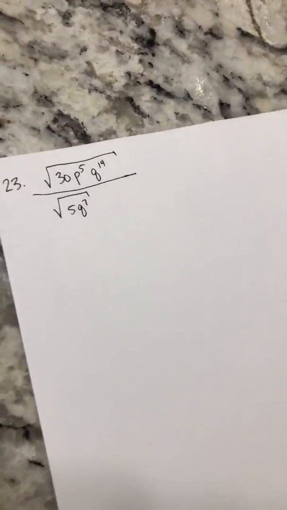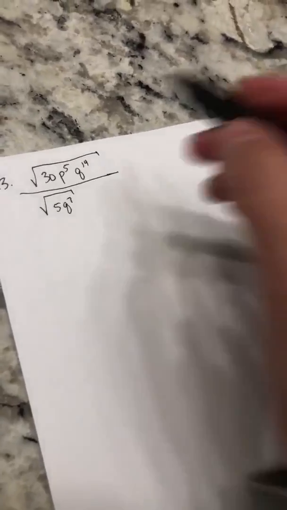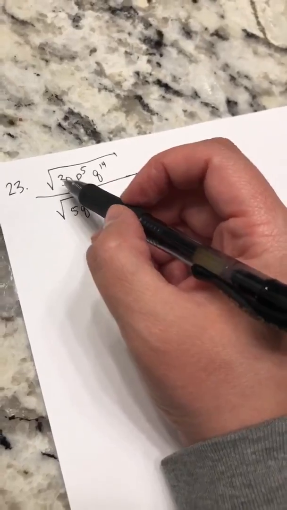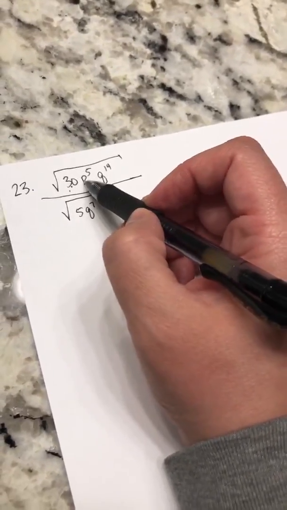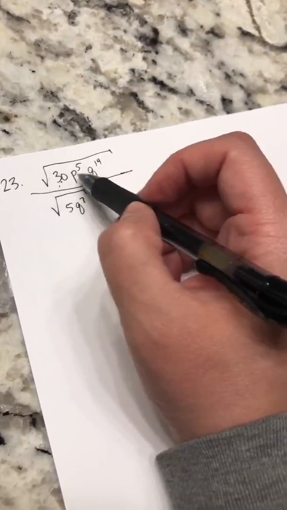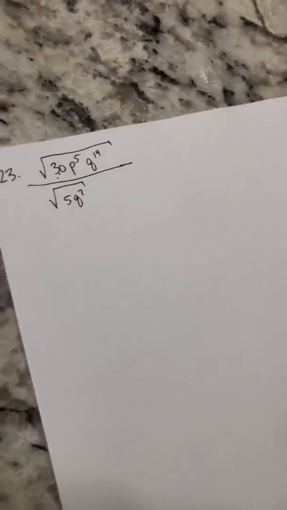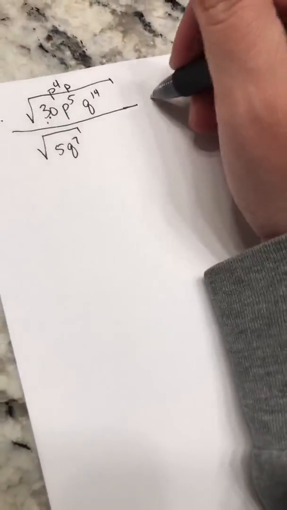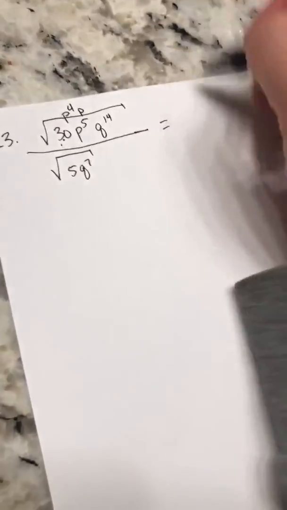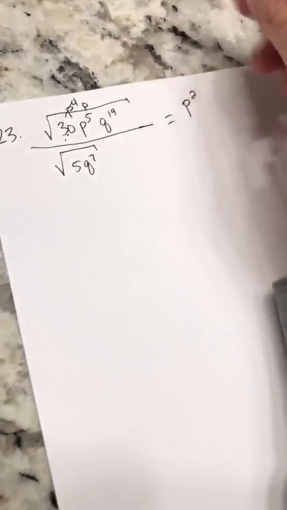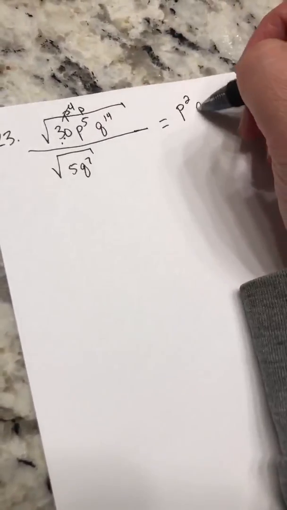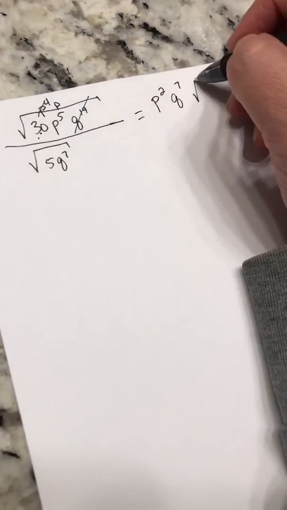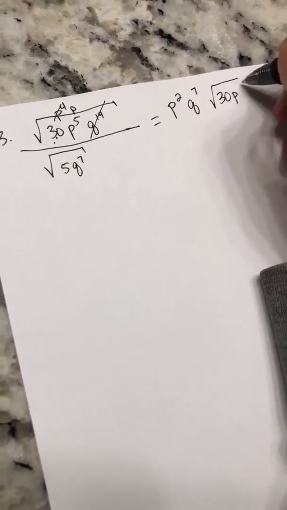So if I simplify first, to simplify, I can't do anything with 30. I can do something with p to the 5th. This is p to the 4th times p. So I've got p to the 4th and p. And then q to the 14th. So if I do 2 into 4, it's p squared. So this one's gone. Q to the 14th, I've got 2 into 14 gives me 7, so that's gone. And then I'm left with 30p inside there.